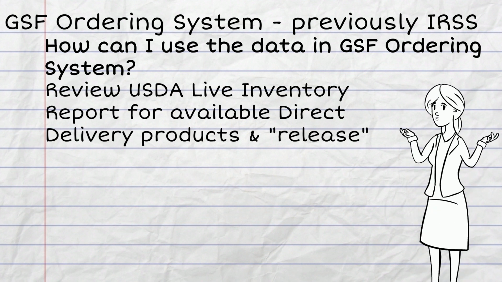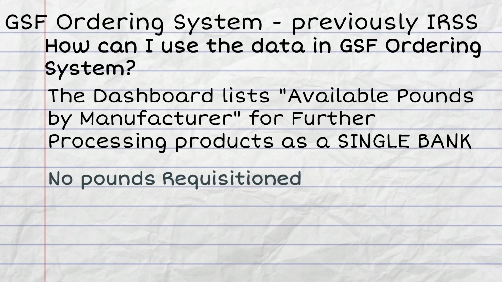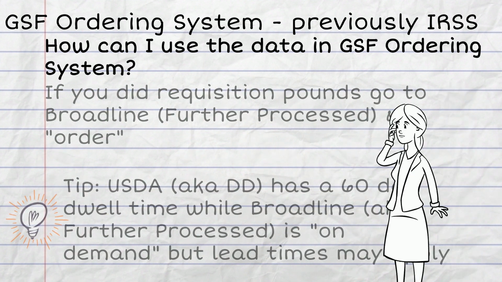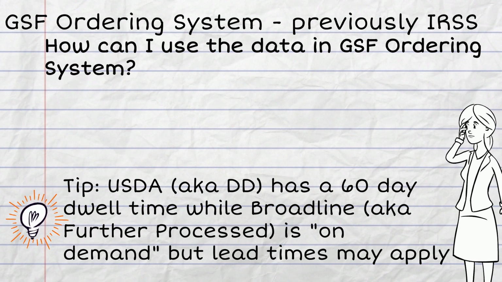How can I use the data in IRIS to successfully manage my USDA Foods inventory? Use the USDA Live Inventory Report that shows available direct delivery products and release those to your school. The dashboard lists available pounds by manufacturer for all further processed products. If you do not see pounds for a particular manufacturer, then you cannot order the products offered by that manufacturer. If you do have pounds, go to Broadline, which is further processed, and place an order. And finally, direct delivery products have a 60-day dwell time, while Broadline or further processed is on demand. But remember, lead times may vary.